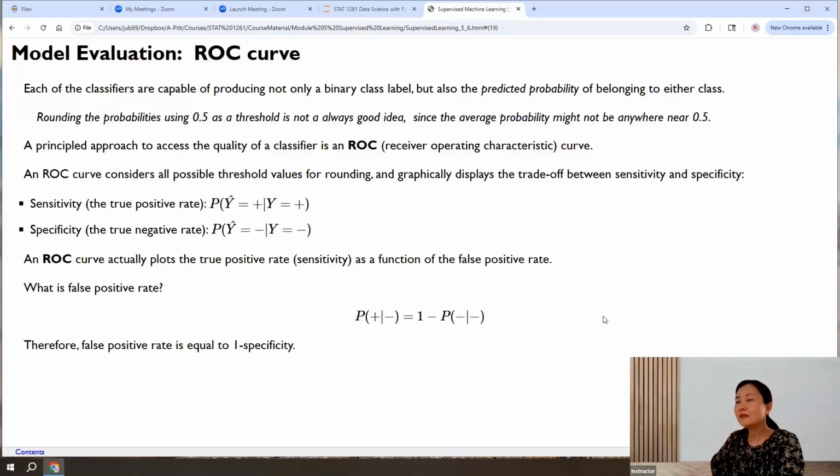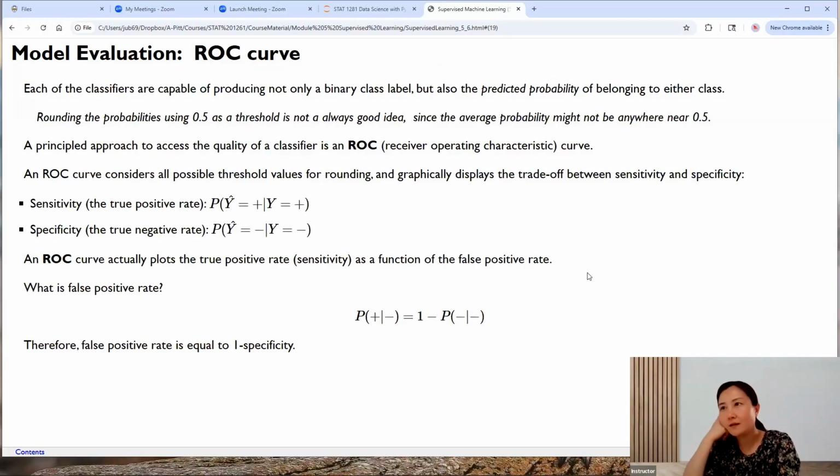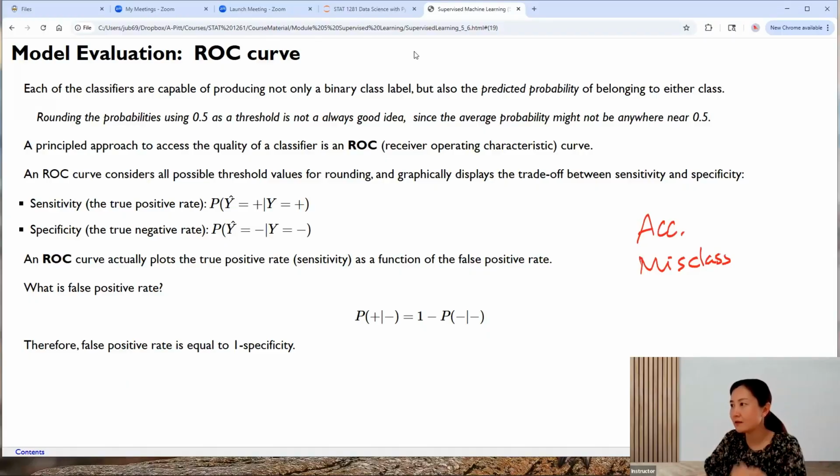All right, now let's move on to the next topic, model evaluation. So far we have talked about some metrics to compare or evaluate models. We talked about accuracy or misclassification rates. They are kind of like complements. Misclassification error rate is equal to 1 minus accuracy. We can also calculate a confusion matrix, or we can calculate conditional accuracy for each class, etc.